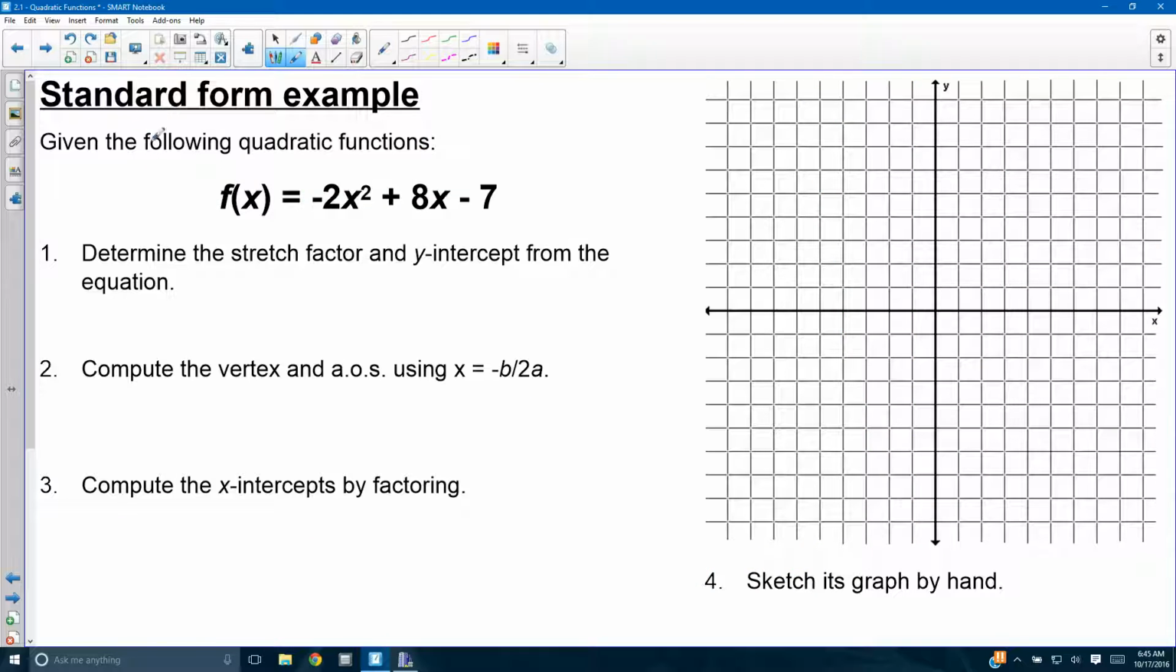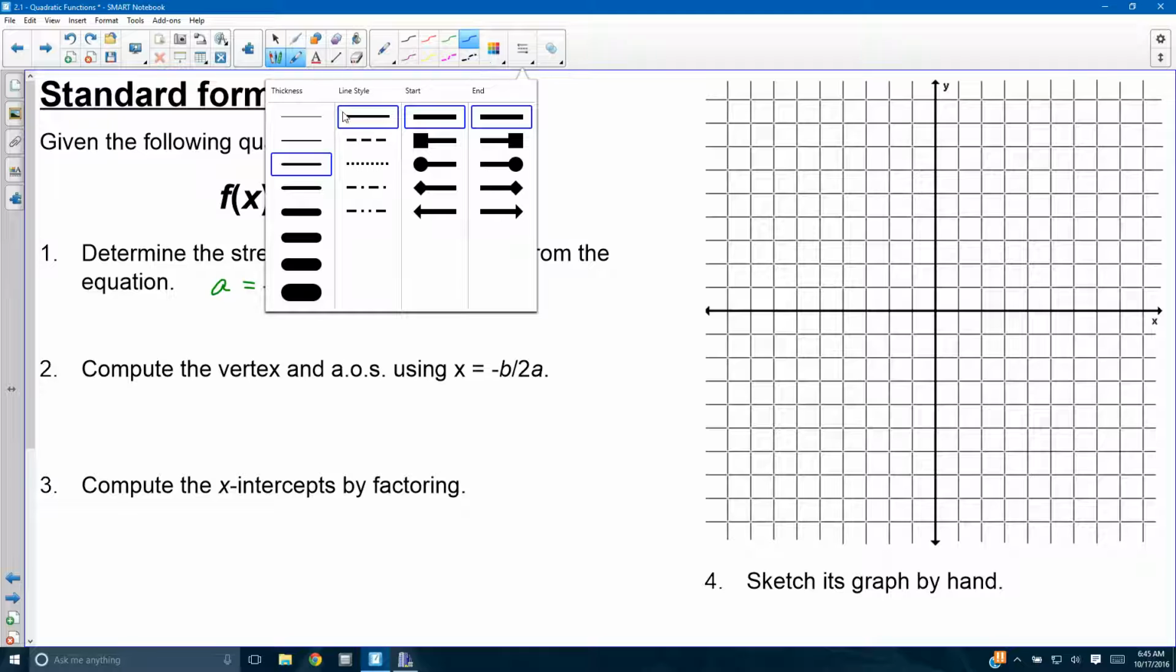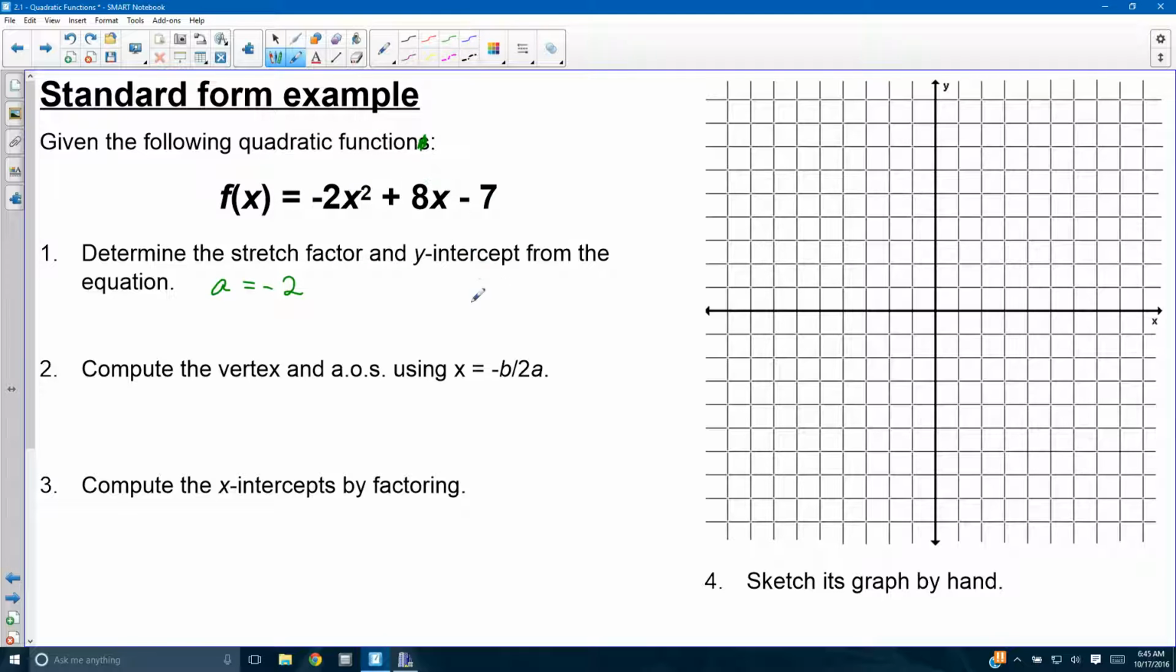Okay, second example here, given the following quadratic function. F of x equals negative 2x squared plus 8x minus 7. Let's do the exact same stuff. This one's going to be a little, not necessarily harder, just different. Let's determine the stretch factor and y-intercept from the equation. Once again, you can look at these straight up. That's your stretch factor. Perfect. This one right here, our y-intercept now, when x is 0, y is negative 7. So this y-intercept is at 0, negative 7.